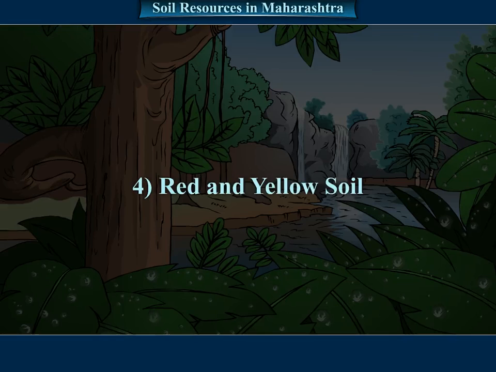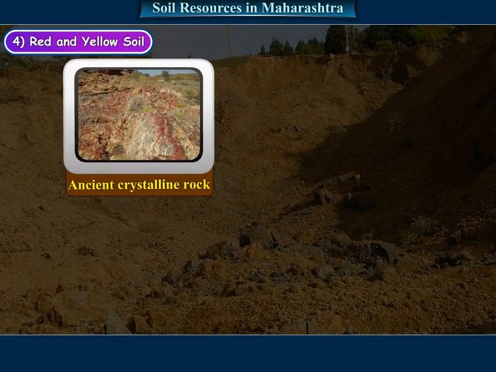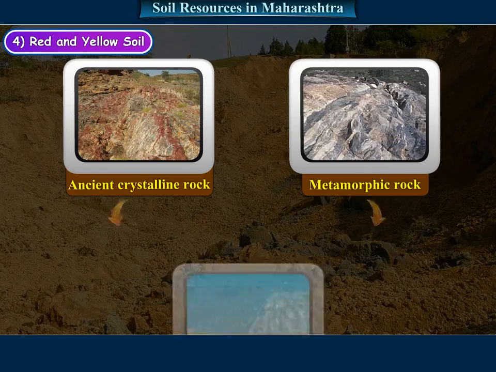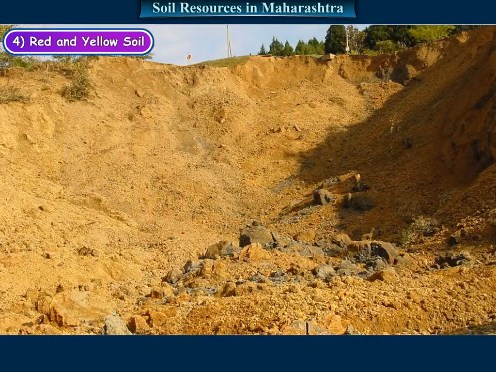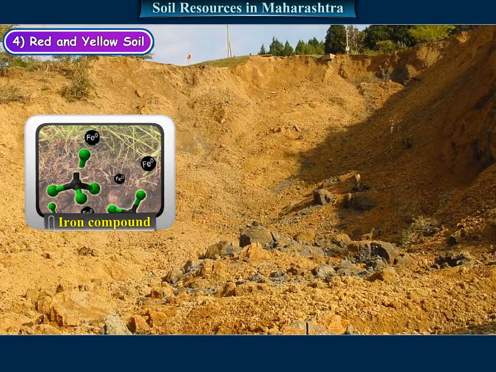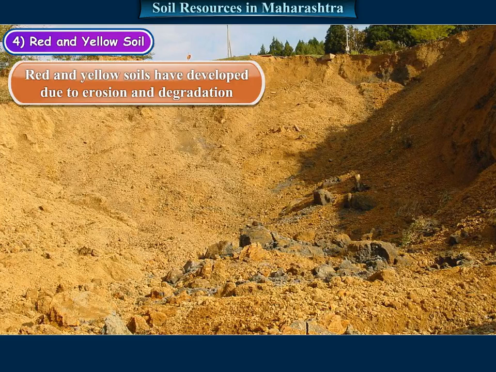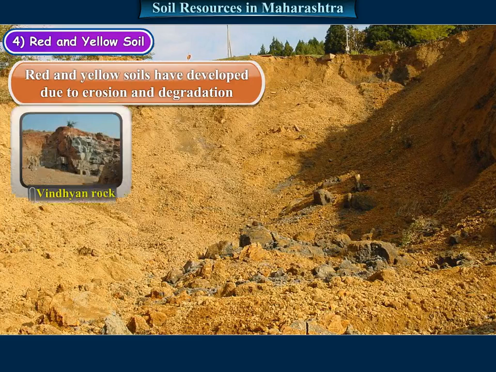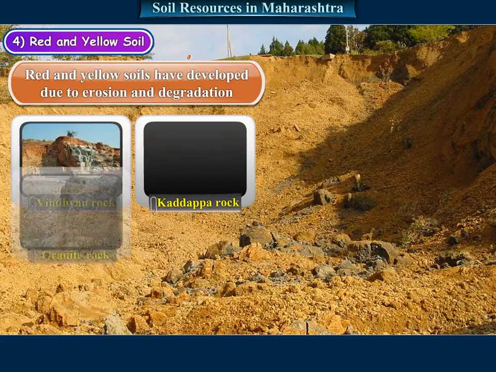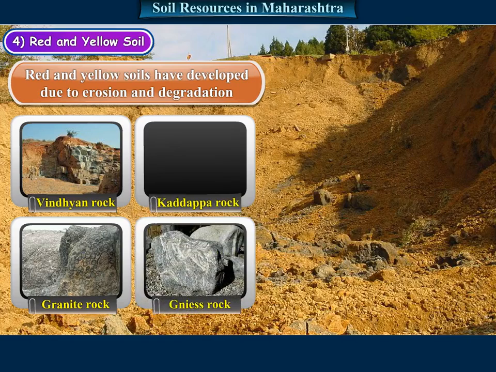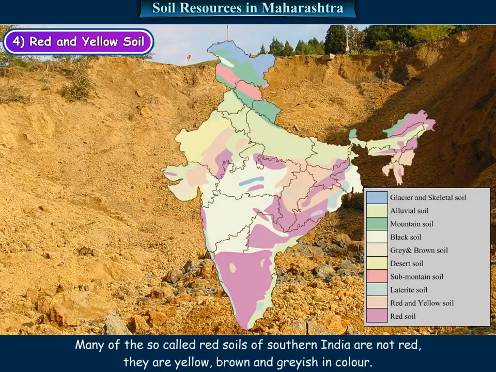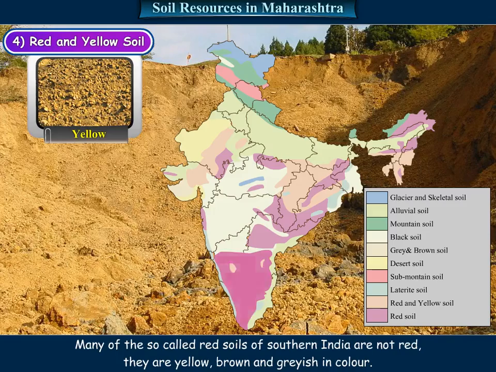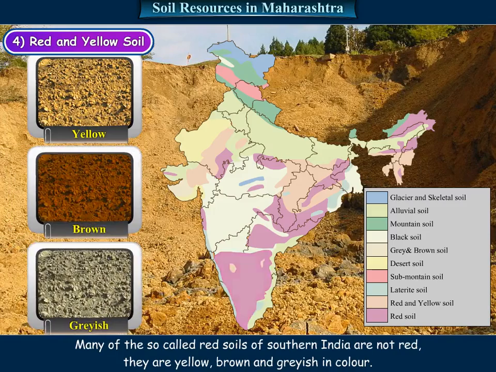4. Red and yellow soil. The ancient crystalline and metamorphic rocks on weathering have given rise to red soils. The color of the soil is reddish due to iron compounds. In Maharashtra, red and yellow soils have developed due to erosion and degradation of the Vindhyan rocks and Kadapa and granite and gneiss rock in the Archean period. Many of the so-called red soils of southern India are not red. They are yellow, brown, and greyish in color.